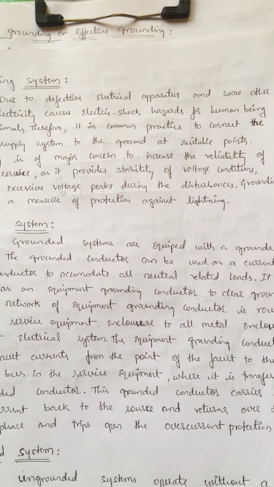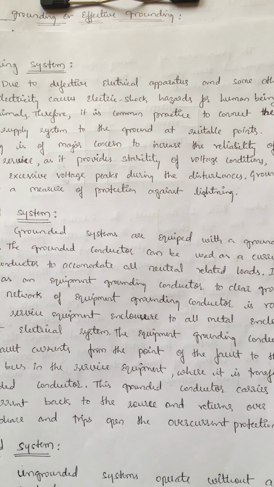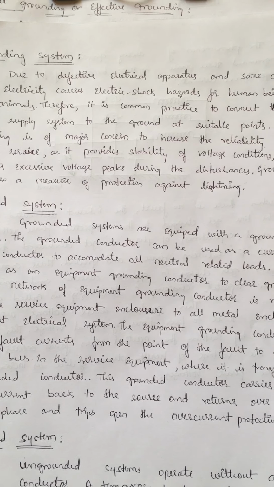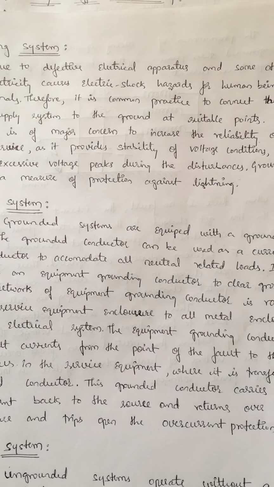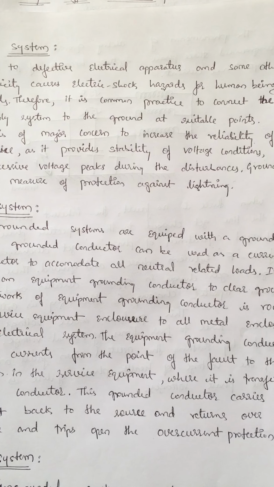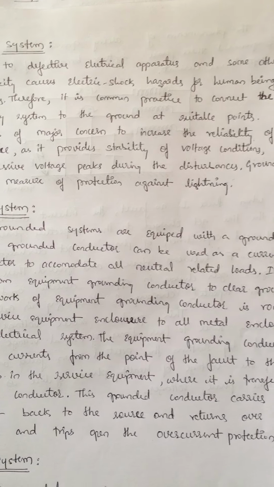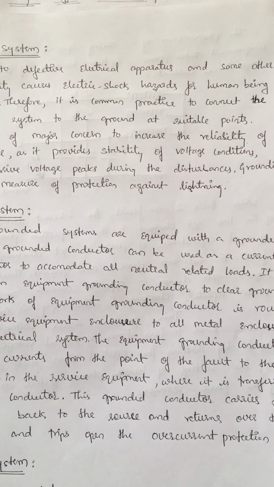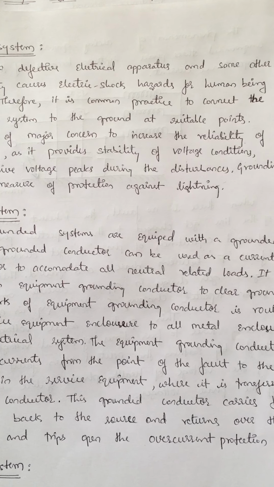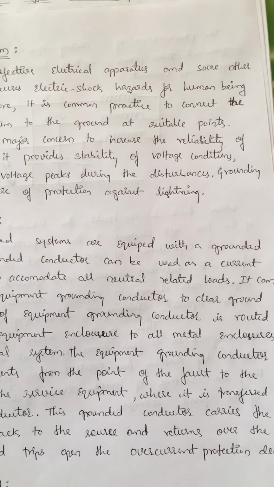Now moving on to the next topic, that is grounding. Here we will be discussing what we mean by grounding, what we mean by grounded system and ungrounded system, and what the different grounded systems are: solid grounding, resistance grounding, resonant grounding, and neutral grounding. These topics we will be discussing now.